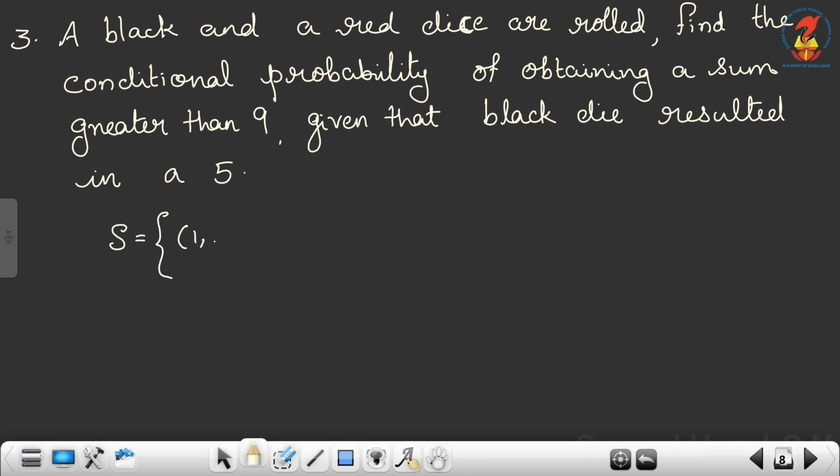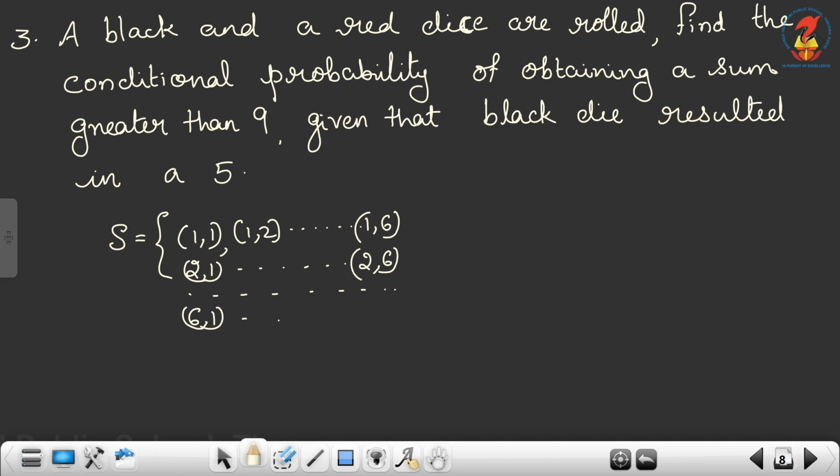It is (1,1), (1,2), like that, (1,3), (1,4), (1,5), (1,6). The next row, (2,1), (2,2), (2,3), up to (2,6), then (3,1), (3,2), (4,1), (4,2), (5,1), (5,2). The last ones, (6,1), (6,2), and so on up to (6,6). This is the sample space. The first indicates the black die, the second the red die. So we take the first as black color, the second one as red color.